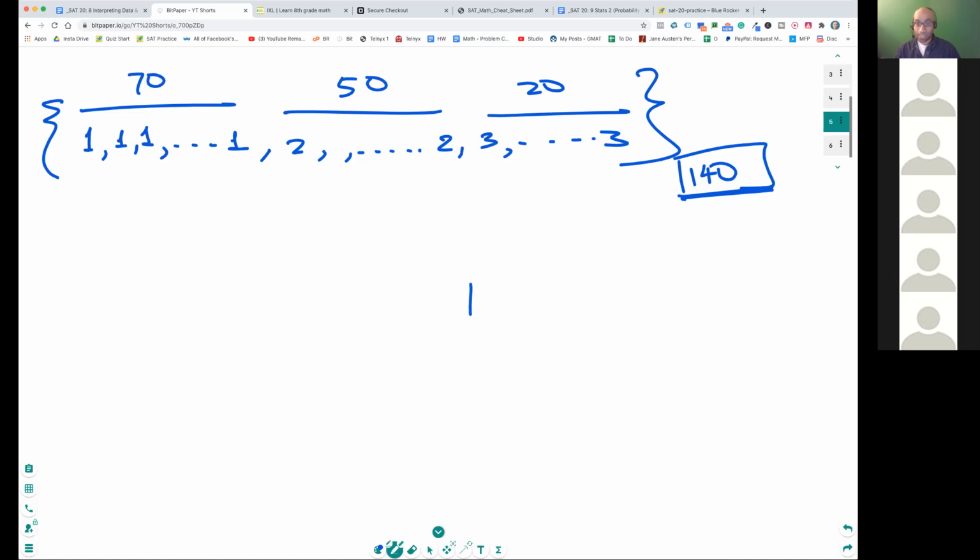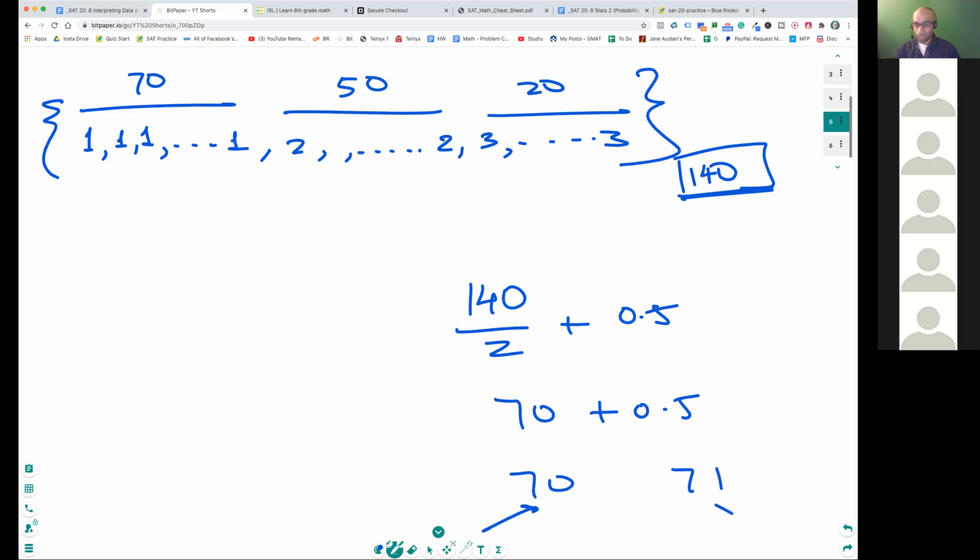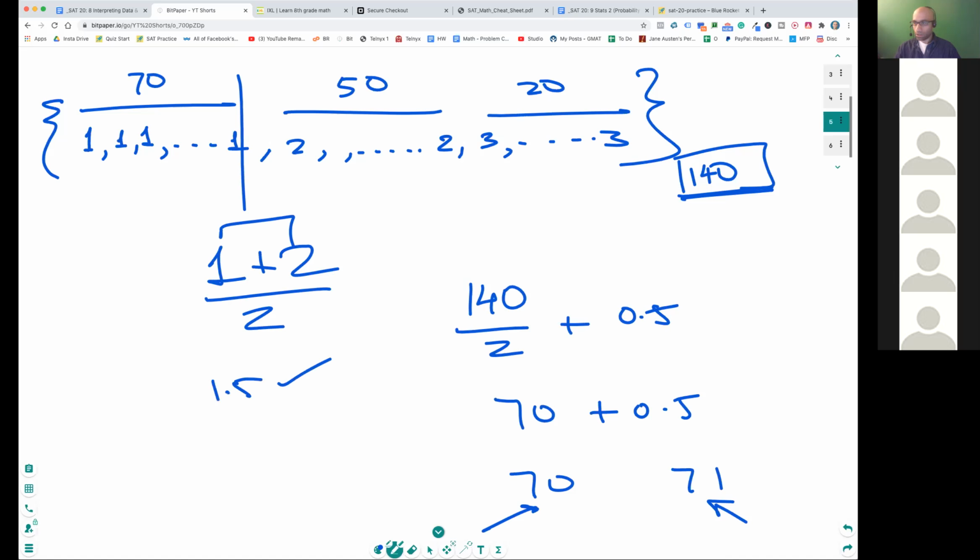So now I told you the placement is 140 divided by 2 plus 0.5, right? Which means 70 plus 0.5, which means the number is between 70 and 71. So take the 70th number and the 71st number. So what's the 70th number? The 70th number is 1. The 71st number is 2, right? So you take the average of these two, divide by 2, and 1.5 is your answer.